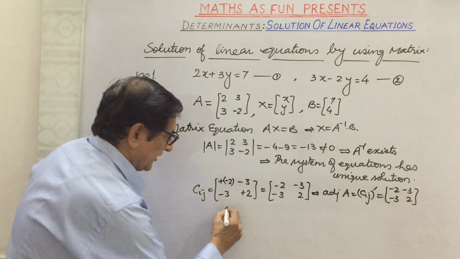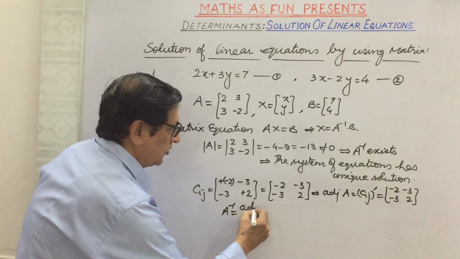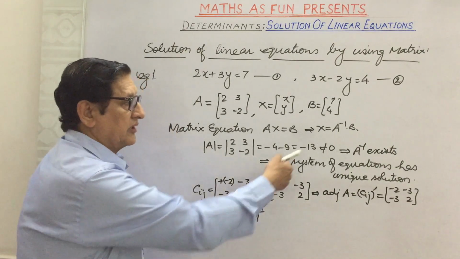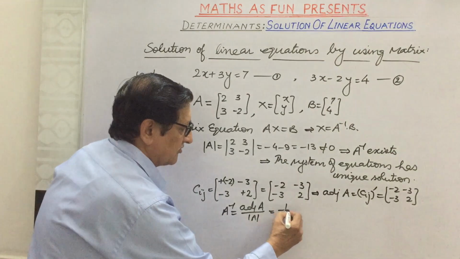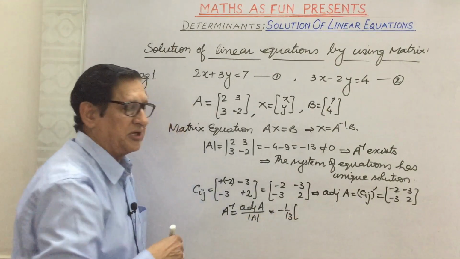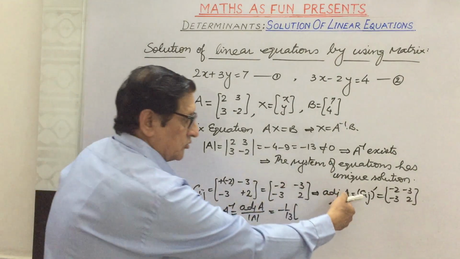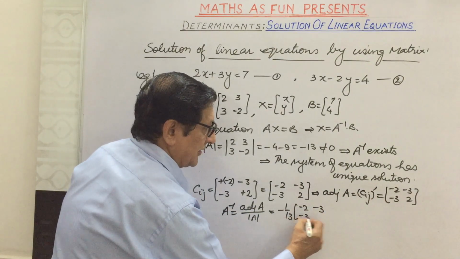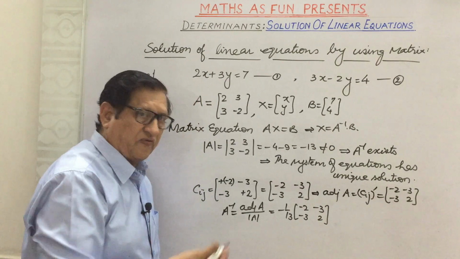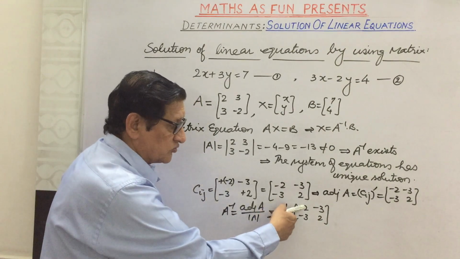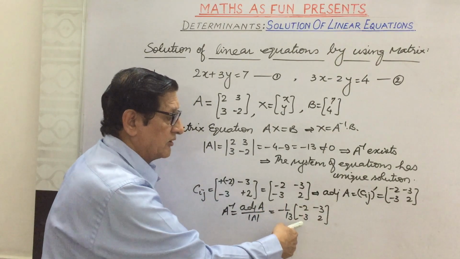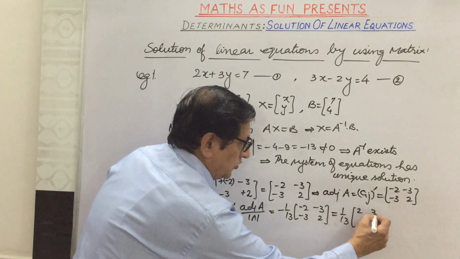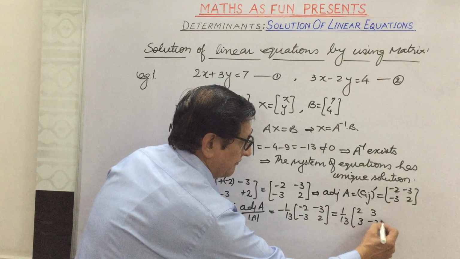Now we know that A inverse is equal to adjoint A upon determinant A. Determinant A is minus 13. So this will be minus 1 upon 13 into the adjoint, that is minus 2, minus 3, minus 3, 2. If we multiply minus 1 to every element of the matrix, that will be 1 by 13, 2, 3, 3, and minus 2.